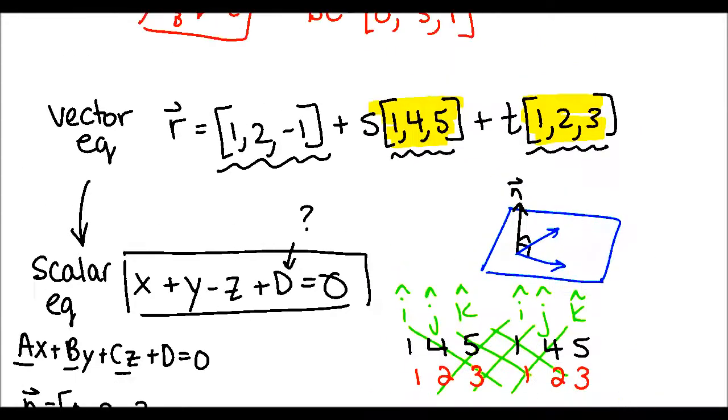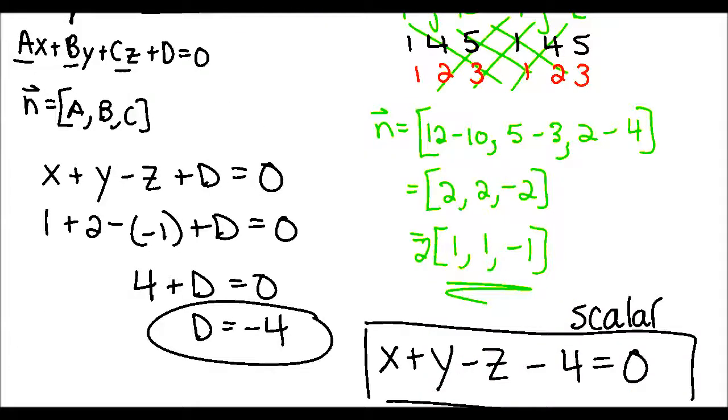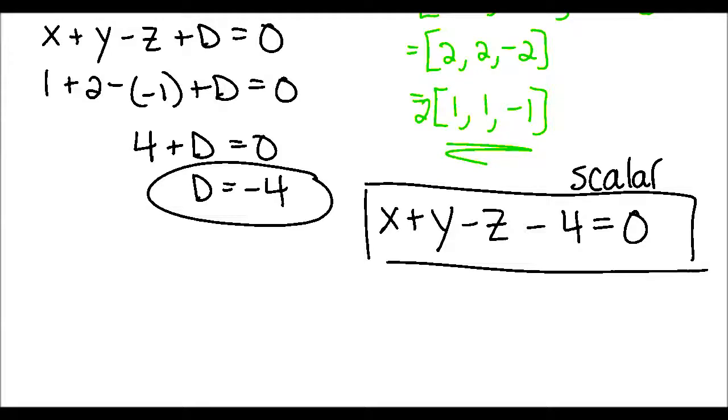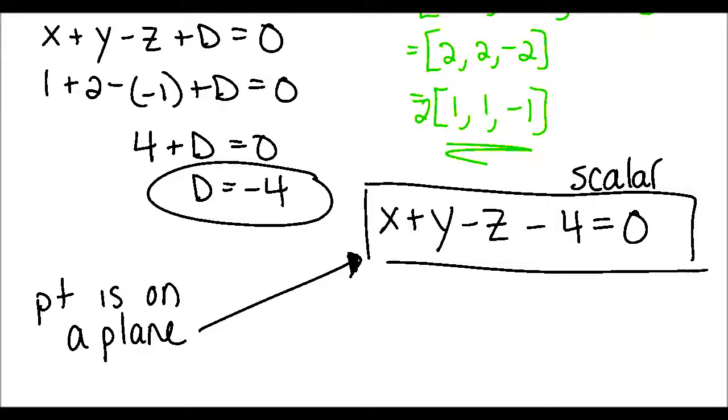Given we originally had the vector equation, we just used the cross product to get the scalar equation of a plane. And if you wanted to figure out if a certain point is on a plane, I think it's similar to lines. You just kind of sub your point in for x, y, and z and see if the left side equals the right side.